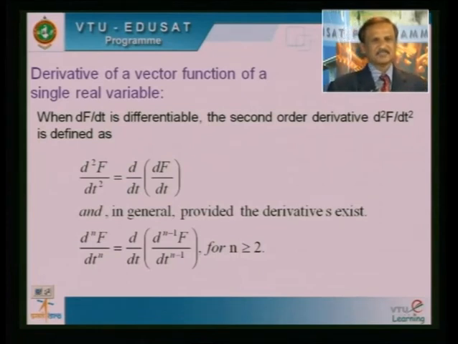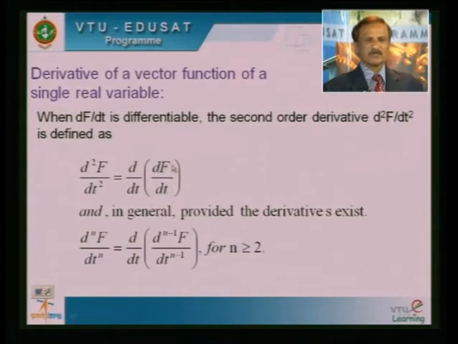Friends, in a similar way, once we are able to calculate the derivative of the vector function, if they give 3 components, then you can write it along with i, j, k: first component i plus second component j plus third component k. You can differentiate the first component, second component, third component along with i, j, k. In a similar way, you can find higher order derivatives. Higher order derivative means d square f by dt square. Suppose f is the given vector function, how do we calculate d square f by dt square?